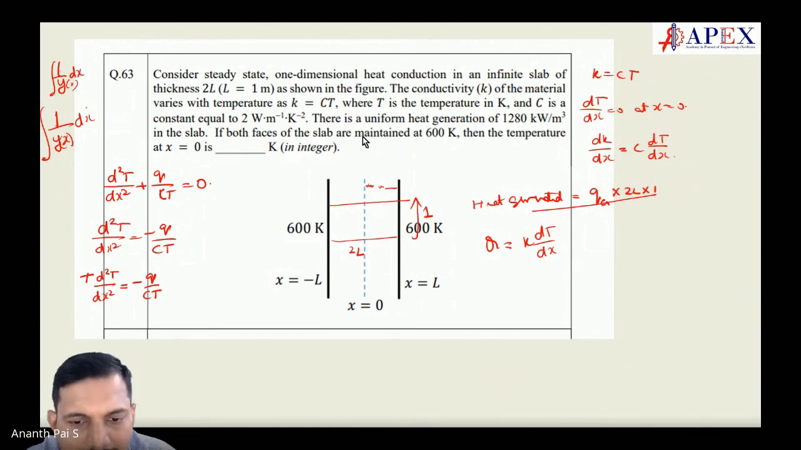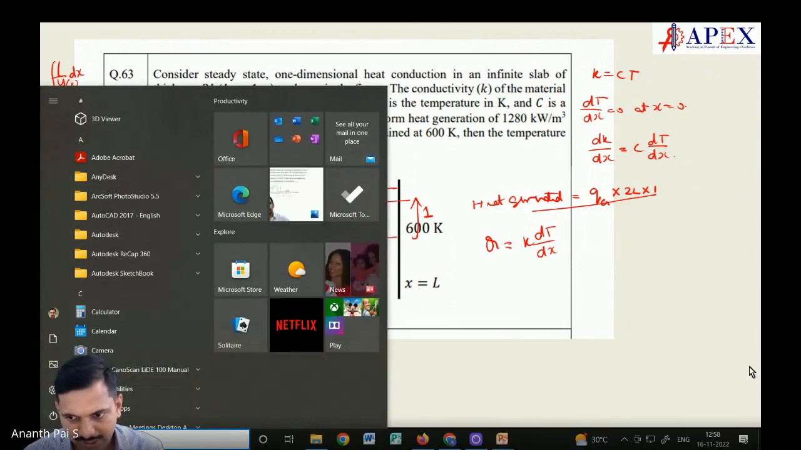700 is not the answer. 1,000 is the answer. We are wandering there. It's okay. We will solve it in the next class. It's okay. We will stop it here.